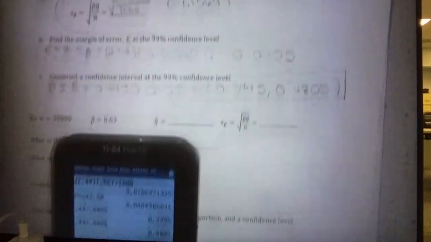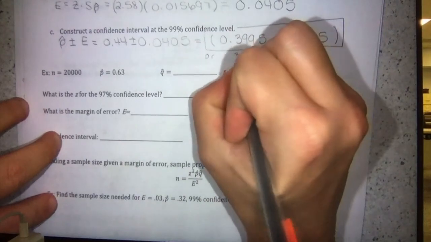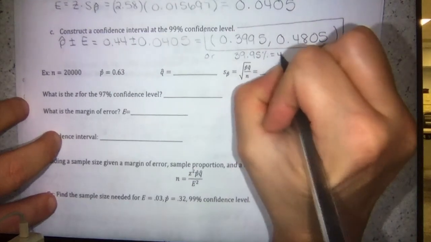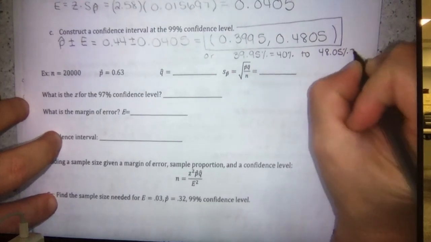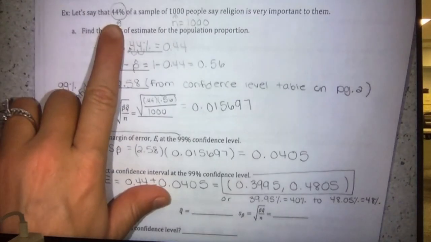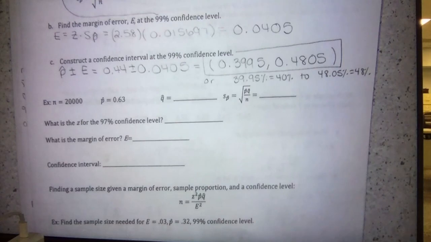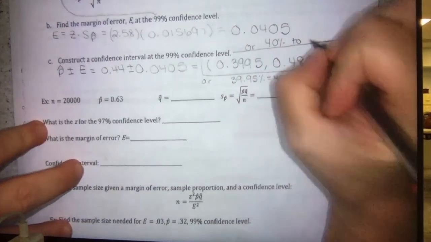Now for these, because we talked about percentages, sometimes, so make sure you read the directions, they want you to put it as percentages again. So 39.95%, which is about 40%, to 48.05%, which is 48%. So sometimes they want it back because up here they gave it to you in percentages, we turn it into a decimal. So a lot of times they want you to take your answer and turn it back into percentages, because they gave it to you in percentages. So 40% to 48%.